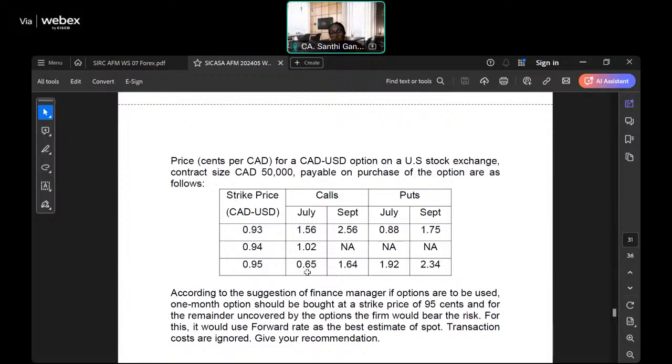Same story, you have the two things now, 0.93 and 0.95. See, as far as futures price are concerned, you will have only one future price. But as far as options are concerned, options will be available at many strike rates and the premium will change based on the strike rate we have.